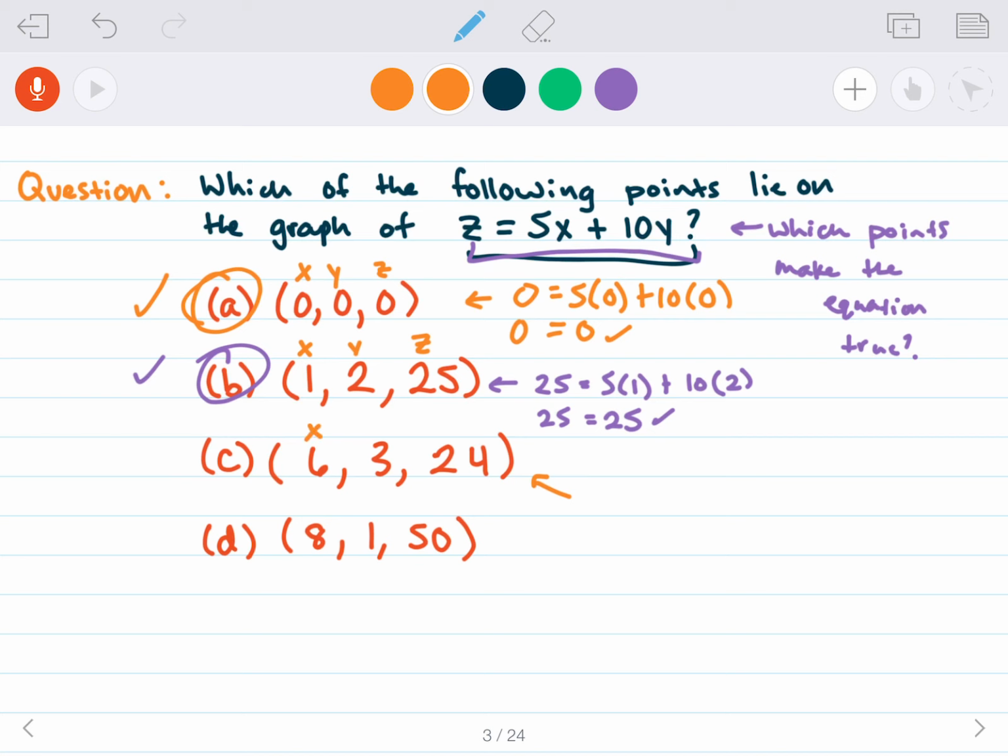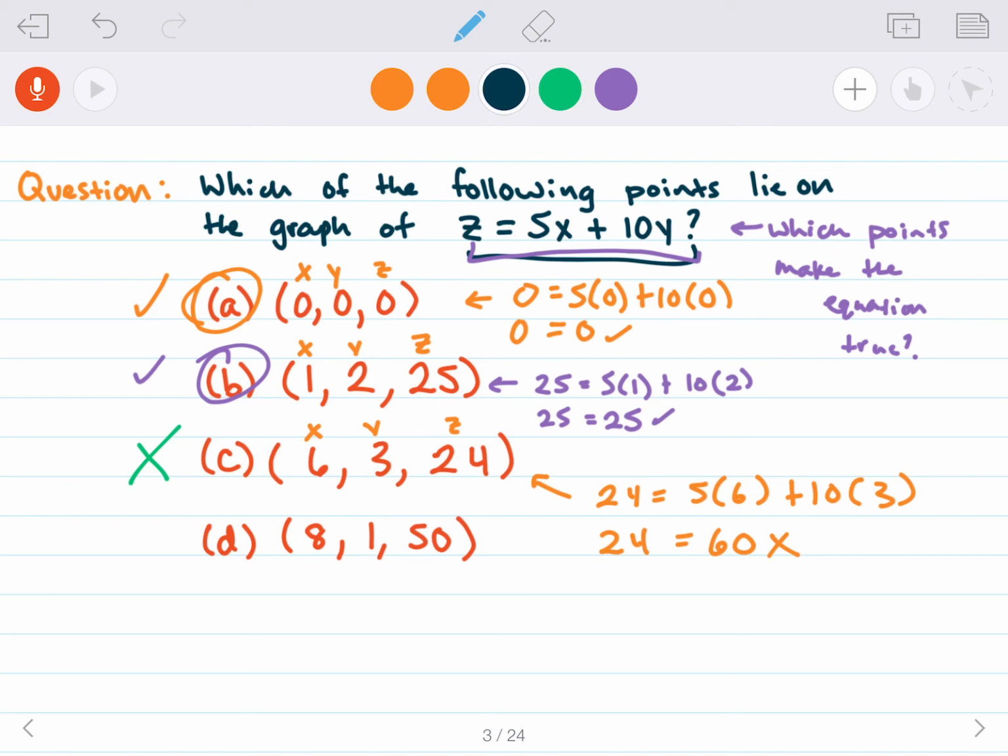Okay, so x is 6, y is 3, z is 24. Plugging this into the equation, we get 24 equals 5 times 6 plus 10 times 3, okay? Simplifying the right side, I get 30 plus 30 is 60. That is false, so that is not on our graph there.